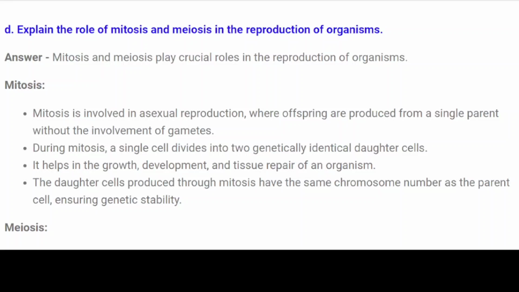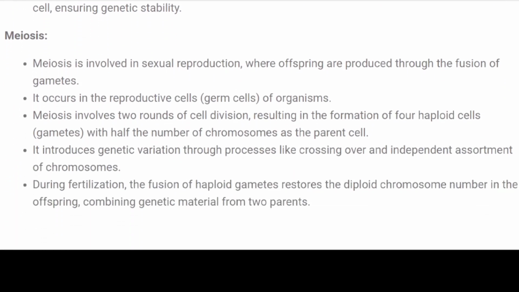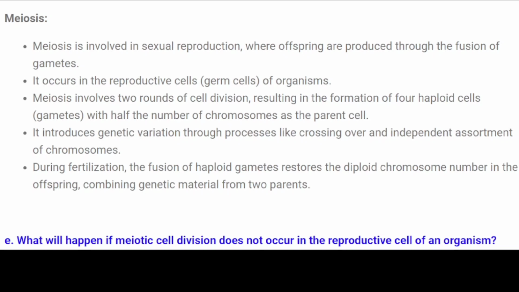Meiosis. Meiosis is involved in sexual reproduction, where offspring are produced through the fusion of gametes. It occurs in the reproductive cells, germ cells, of organisms. Meiosis involves two rounds of cell division, resulting in the formation of four haploid cells, gametes, with half the number of chromosomes as the parent cell. It introduces genetic variation through processes like crossing over and independent assortment of chromosomes. During fertilization, the fusion of haploid gametes restores the diploid chromosome number in the offspring, combining genetic material from two parents.